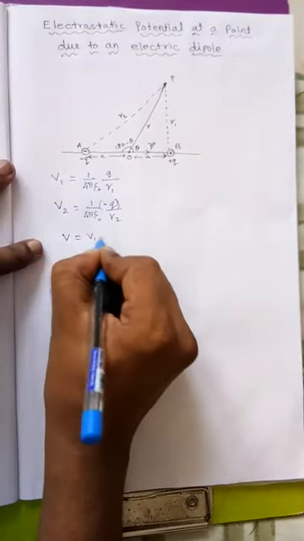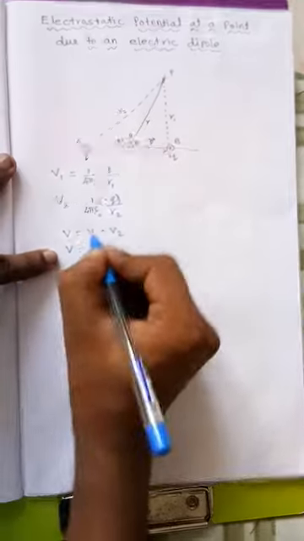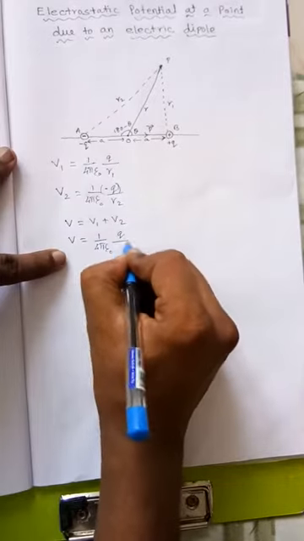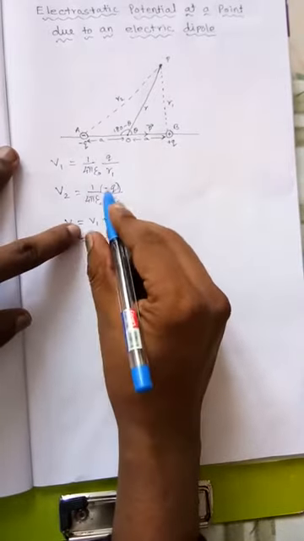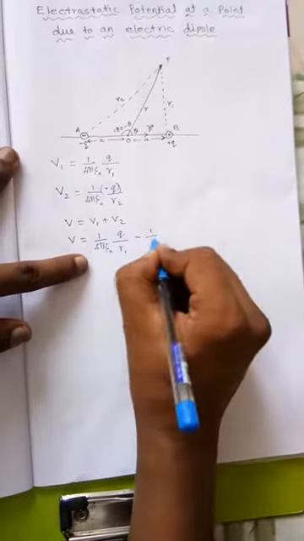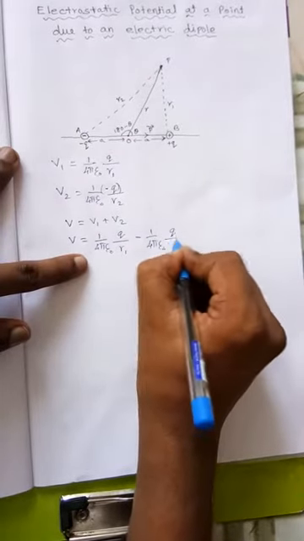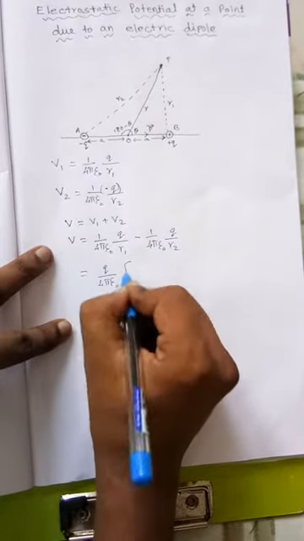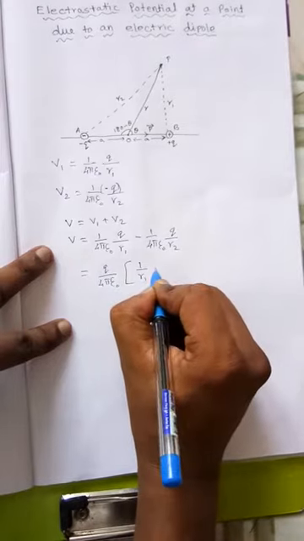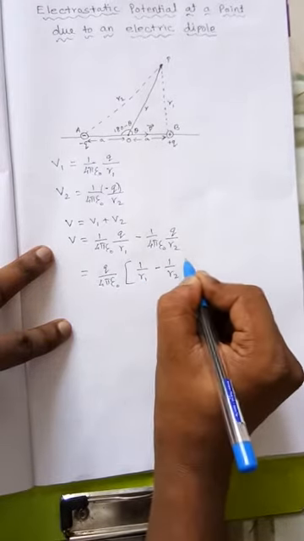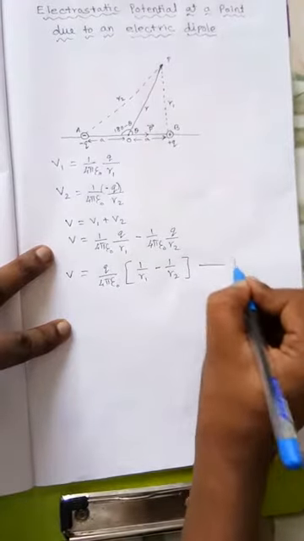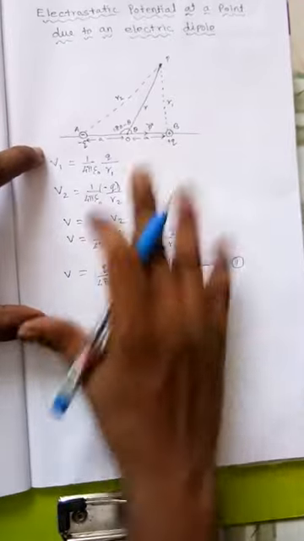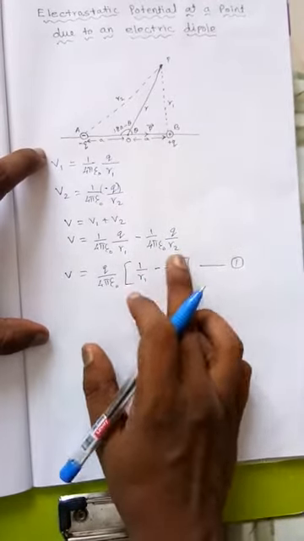So now we want to find the total potential. V is equal to V1 plus V2. So V is equal to 1 by 4 pi epsilon naught Q by R1 plus minus 1 by 4 pi epsilon naught Q by R2. Here Q by 4 pi epsilon naught you take outside, inside 1 by R1 minus 1 by R2. So this is equation number 1. Now we want to find 1 by R1 and 1 by R2, then substitute the values and you will get the total potential. Now how to calculate 1 by R1 and 1 by R2?